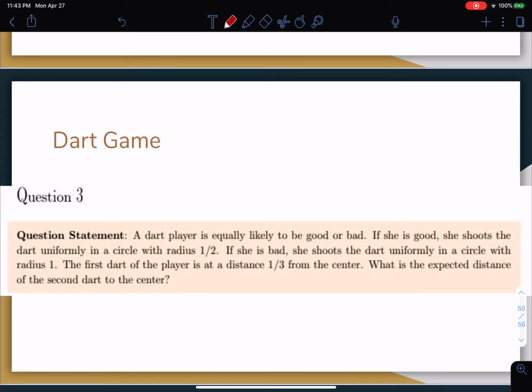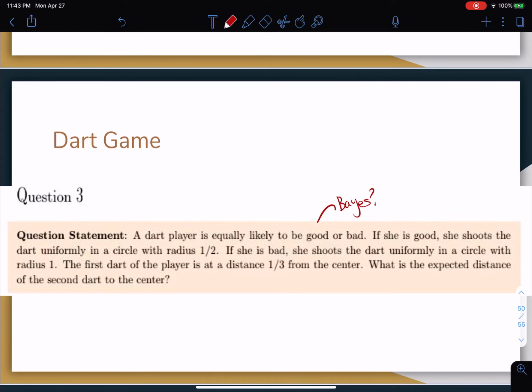Okay, as the question says, a player is equally likely to be good or bad. It seems like we're going to be using some kind of Bayes rule here. If she is good, she shoots the dart uniformly in a circle with radius 1/2. If she is bad, she shoots it uniformly in a circle with radius 1. The first dart is at a distance 1/3 from the center. What is the expected distance of the second dart to the center?